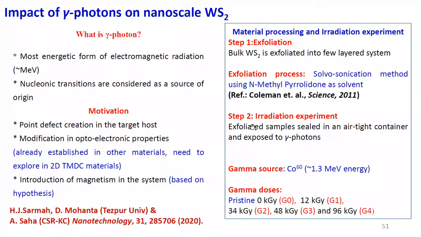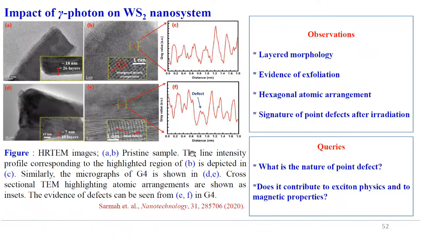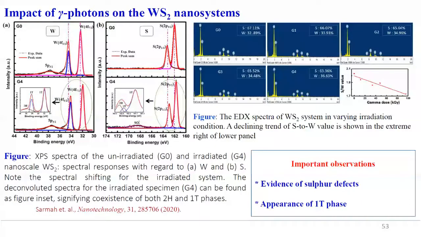These few layer systems were then subjected to photons, and the photons were provided by our gamma ray source. So what they saw was that defects were obviously created, and whenever you had radiation dose, they were able to create point defects, and they had a hexagonal atomic arrangement, and there was a signature for point defects after radiation. Then they also saw that when they studied it as a function of dose, there was a declining trend in the sulfur to tungsten value, and it was definitely evidence for the presence of sulfur defects. That is, the sulfur was affected in some different way than the tungsten.